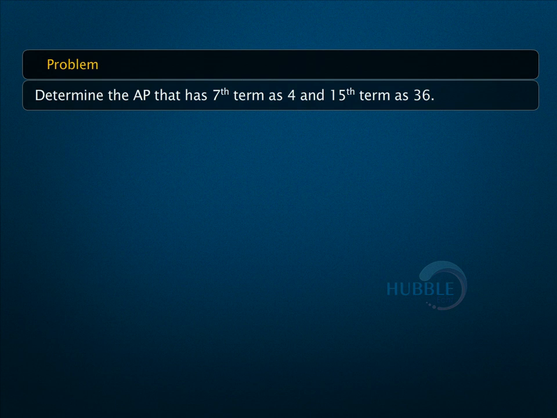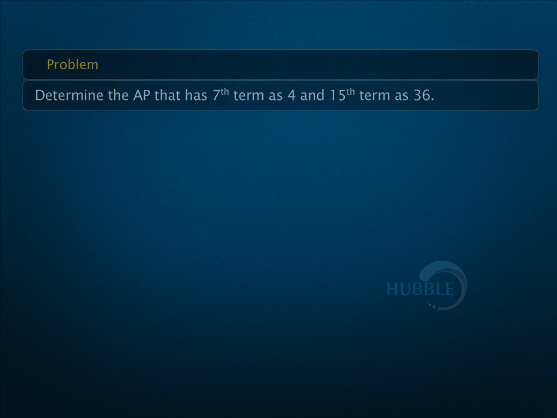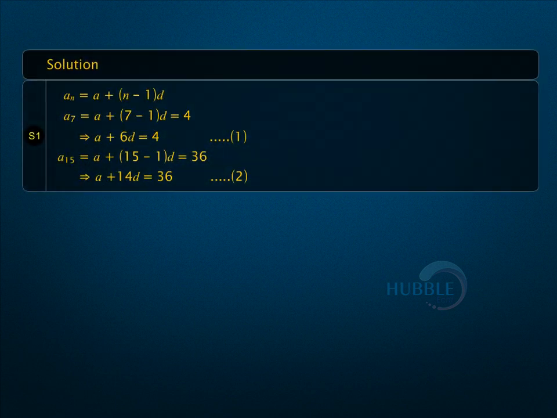Determine the AP that has 7th term as 4 and 15th term as 36. Using the formula for nth term of the arithmetic progression, we write 7th term and 15th term as shown. Thus, we get two linear equations in two variables as shown.